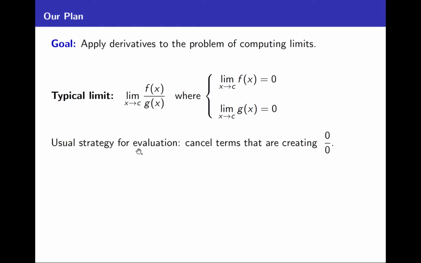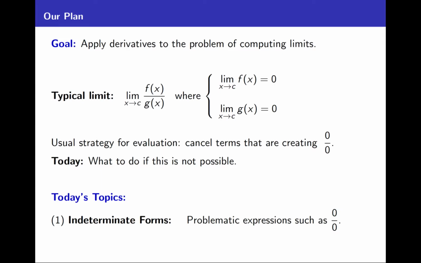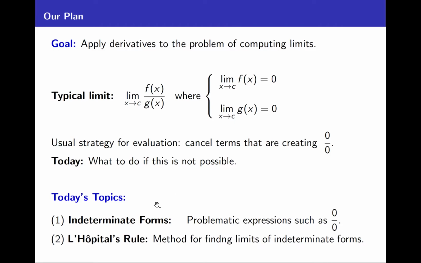And our usual strategy for evaluation of such limits is to try to cancel the terms that are creating the 0 over 0 and take it from there. Today we'll talk about what to do if this is not possible, if you can't cancel the terms. There are two topics we'll talk about. First of all, we'll talk about what are called indeterminate forms. And they are problematic expressions such as 0 over 0 that we're getting in this limit. And then we'll talk about L'Hopital's rule, which is a method for finding limits that have these indeterminate forms.